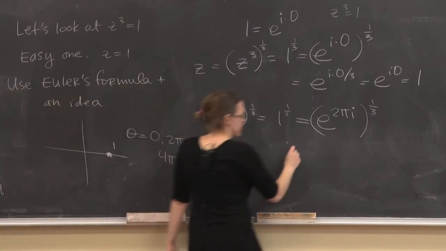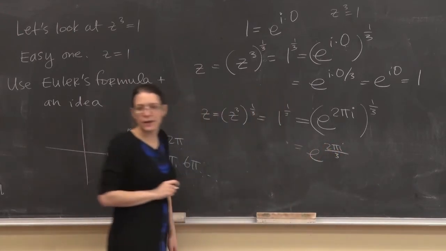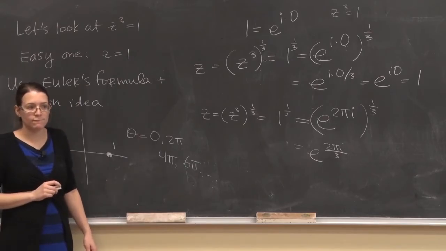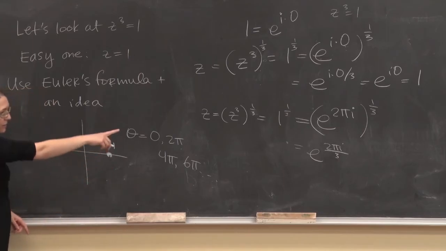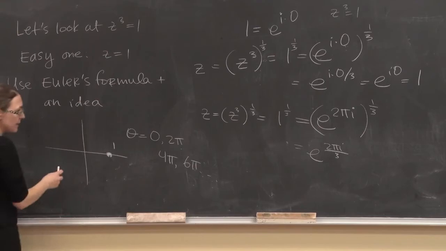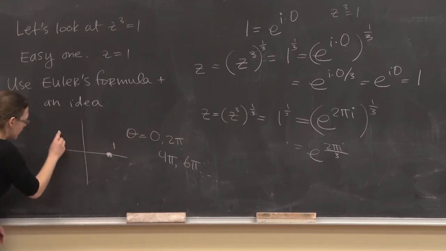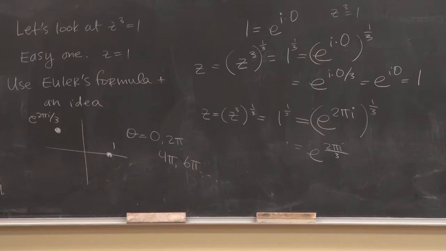And so that's going to give me e to the 2 pi i over 3. And that's a different number, right? Like e to the 2 pi i over 3, if I think back to my Euler's formula, is the number that's at 2 pi over 3, so it's somewhere here. It's not 1. It's some other number. It's a new number. And when I cube it, I still get 1.